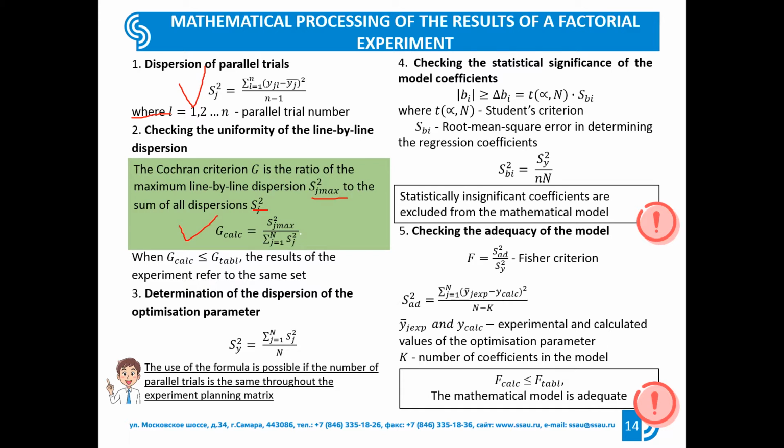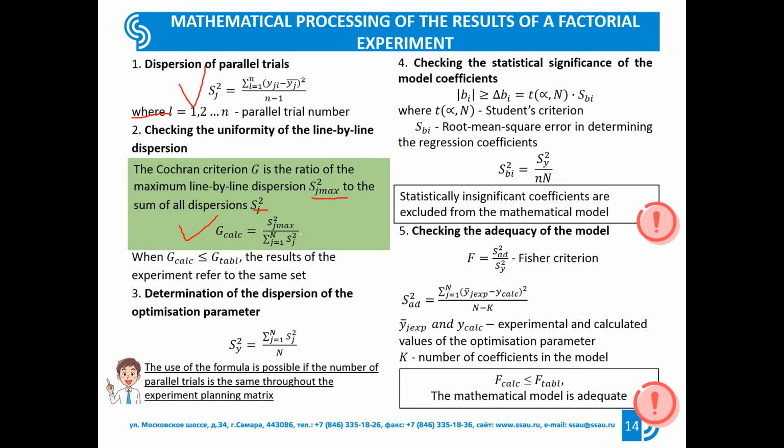If the calculated value of the Cochran criterion is less than its table critical value, for the number of degrees of freedom f1 equals n minus 1 and the number of trials f2 equals N, at a chosen significance level, usually taken as 0.05, then the results do not contradict the hypothesis of uniformity of dispersions, and the generalized averaged dispersion of reproducibility can be applied at the following stages of the analysis.